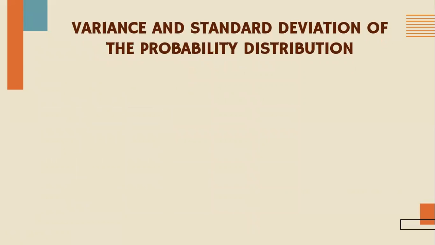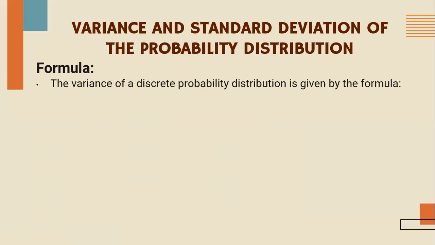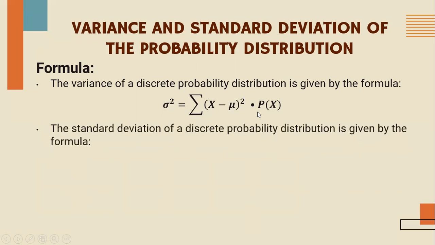Next, let's have the variance and standard deviation of the probability distribution. This is now the formula. The variance of a discrete probability distribution is given by the formula. So this is now the symbol for the variance. It's equal to the summation of x minus the mean squared times p of x. And the standard deviation will be the square root of the variance.